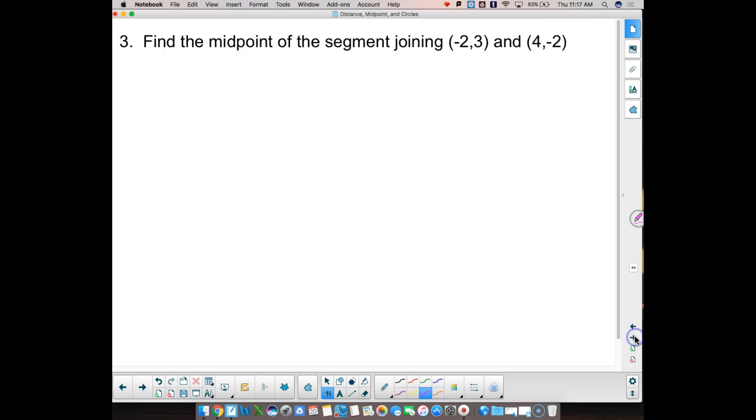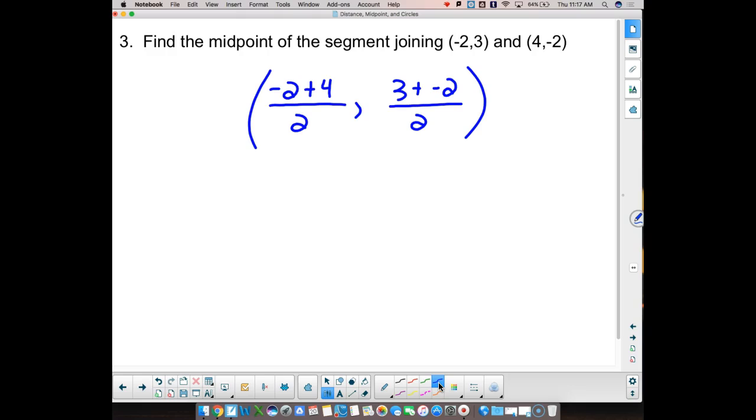Again, I'm going a little speedy through this stuff because you've already learned this stuff. Okay? Find the midpoint of the segment joining those two. Well, I take the x values, -2 and 4, I add them together and I divide by 2. I take the y values, 3 and -2, I add them together and I divide by 2. Okay. -2 plus 4 is 2. 2 divided by 2 is 1.